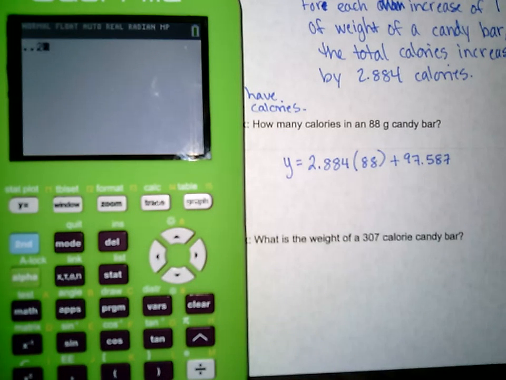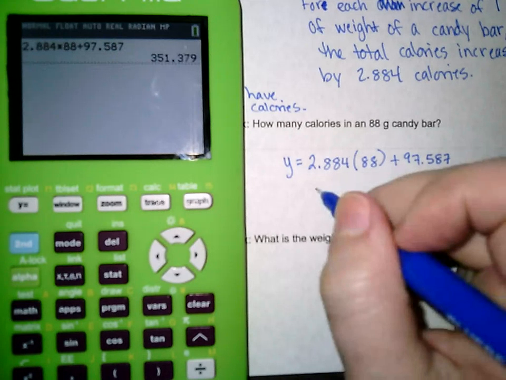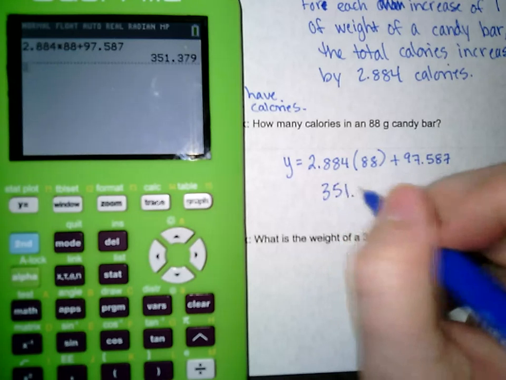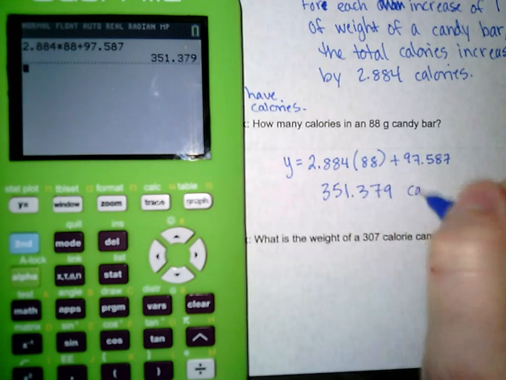2.884 times 88 plus 97.587. So that is going to be 351.379 calories.